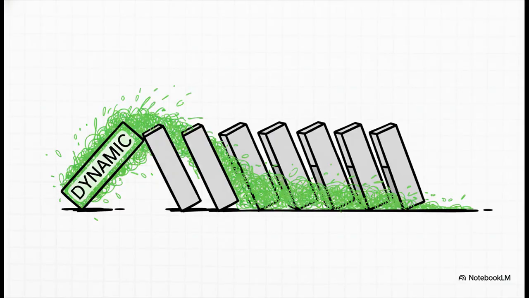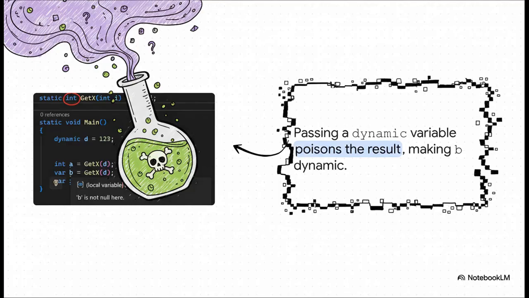Well, the rule is surprisingly simple, but it's also incredibly consistent. Here it is. If any part of an expression is dynamic, the compiler just goes, okay, the whole thing is dynamic now. The entire result of that expression becomes dynamic. It's infectious. And that right there brings us right back to our original code mystery.